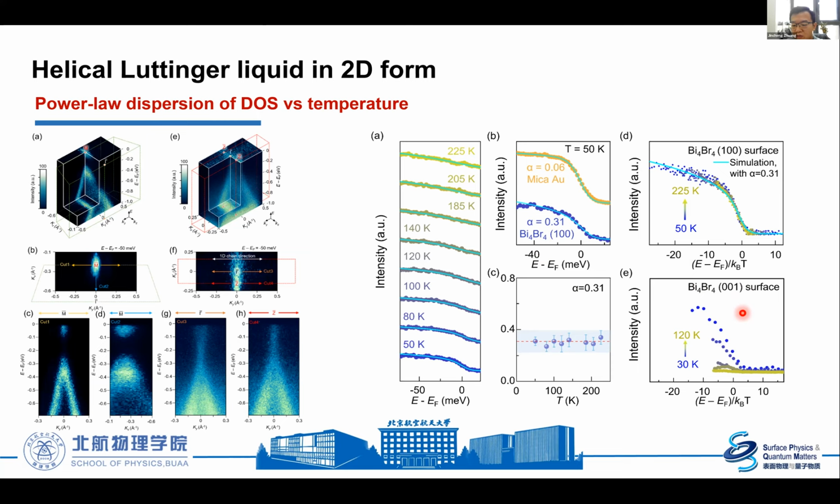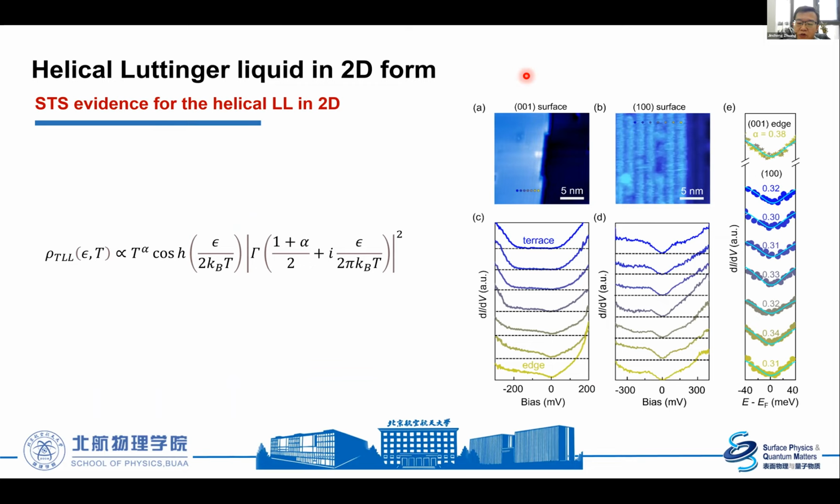We also performed the STS measurement for both the 001 surface and the 100 surface. For the 001 surface, the STS curves on the terrace region show a quantum spin Hall insulating gap. When the tip moves to the edge region, we see the edge states. But for an ideal edge state, the density of states should be a constant value. In our case there is a dip at the Fermi surface, which may correlate to the Luttinger liquid behavior.